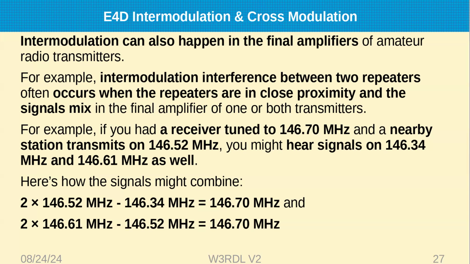So if you remember the 2 times minus stuff we just talked about, you take 2 times, whether that's F1 or F2, minus the other signal, and you come out with 146.7. If you do 2 times the other one minus that one, you also come out with 146.7, which means you would hear both of those intermodulations.